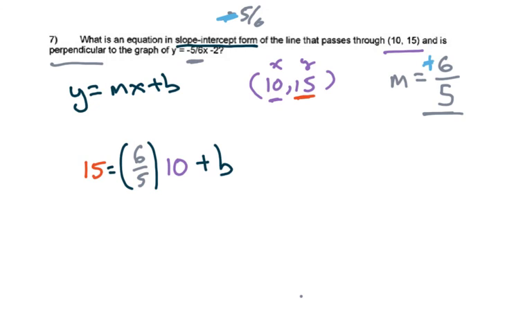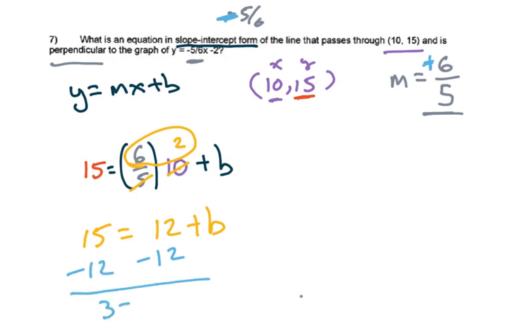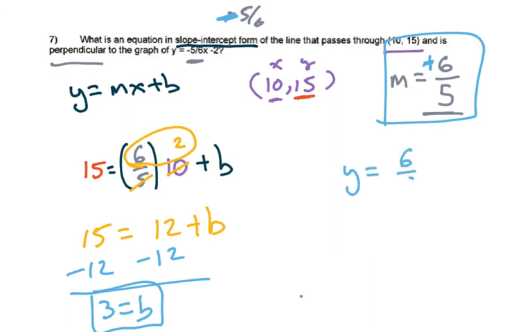Now remember, when you want to multiply, we want to actually divide first. So 10 divided by 5 is 2, and then 6 times 2 is 12. That is the easiest way because when you divide first and then multiply, you are making the numbers smaller. Smaller numbers are easier to deal with. Next move, subtract 12 from both sides, and b is 3. So if b is 3 and the slope is 6/5, then the equation is just y equals 6/5x plus 3.